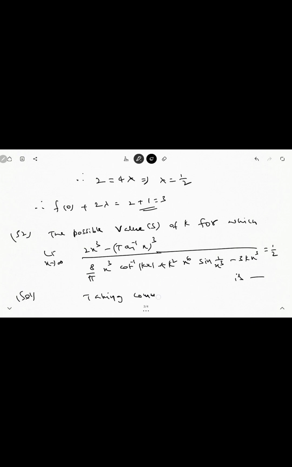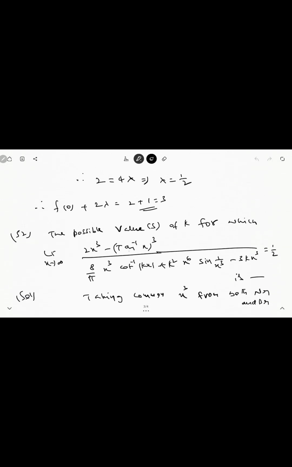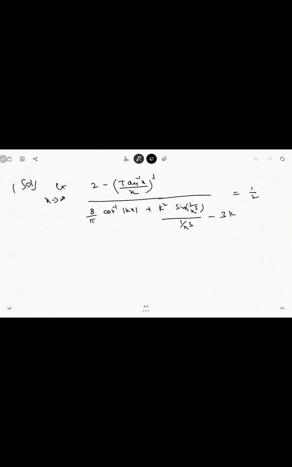Taking common x cube from both numerator and denominator. Then we get like this. x cube common and cancel. We are having 2 minus arc tan x whole cube by x cube. So I am getting like this.